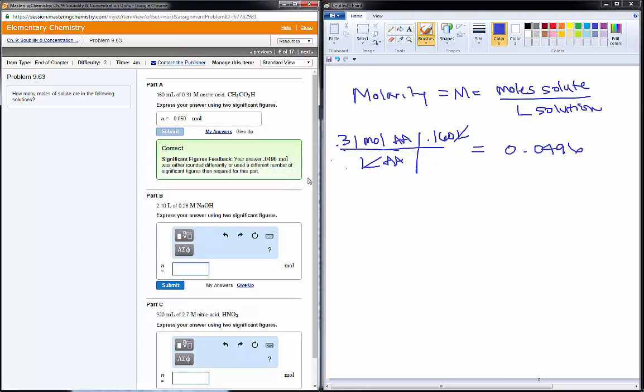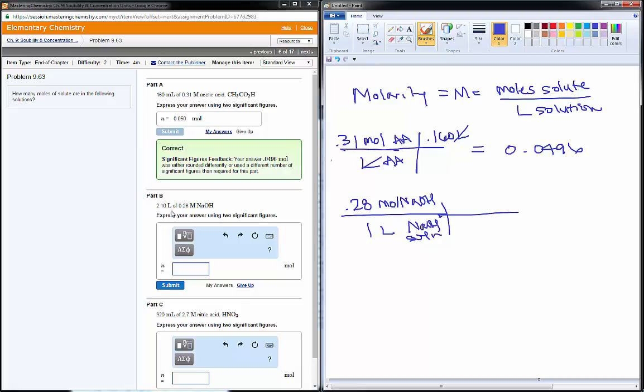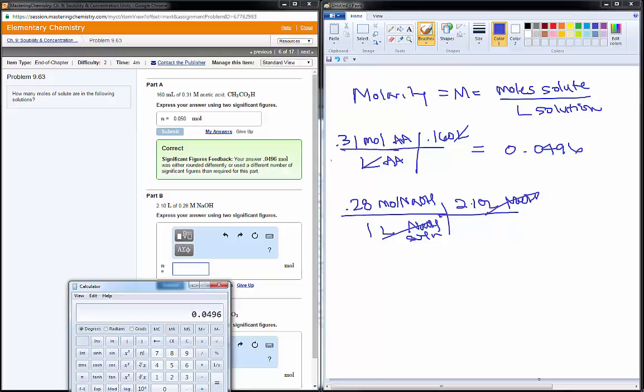All right, next, same story. If I have 0.28 molar sodium hydroxide, that means I have 0.28 moles sodium hydroxide in every 1 liter of that sodium hydroxide solution. And I have 2.10 liters of my sodium hydroxide solution. So multiply those through, liters cancels. That's 0.588 moles.